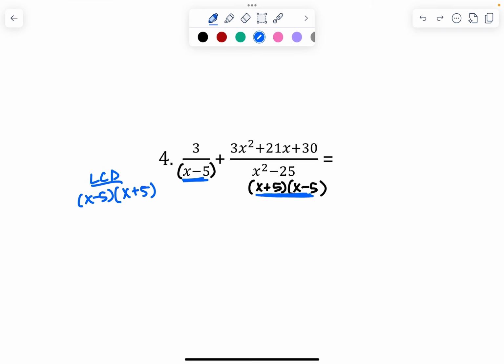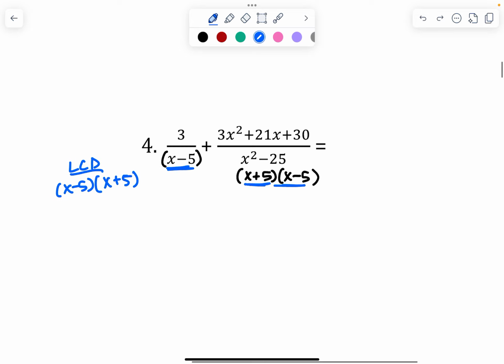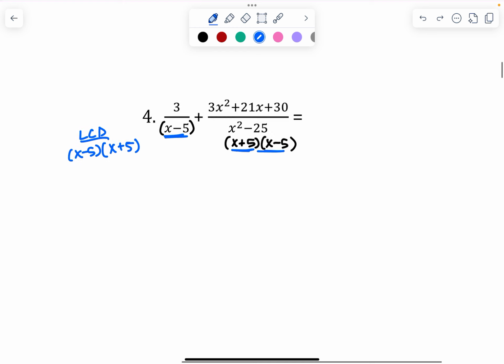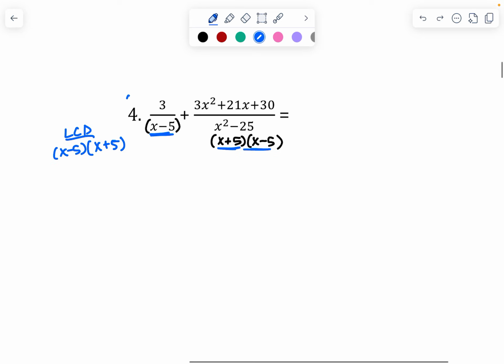So you don't want to go too big. You would end up with some degree 3 and degree 4, sometimes even degree 5 polynomials if you don't get the least common denominator. That's the key. And so we really just have to change this first fraction by giving him a factor of x plus 5.